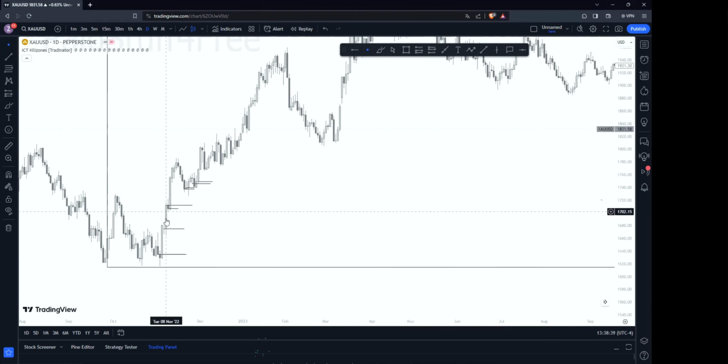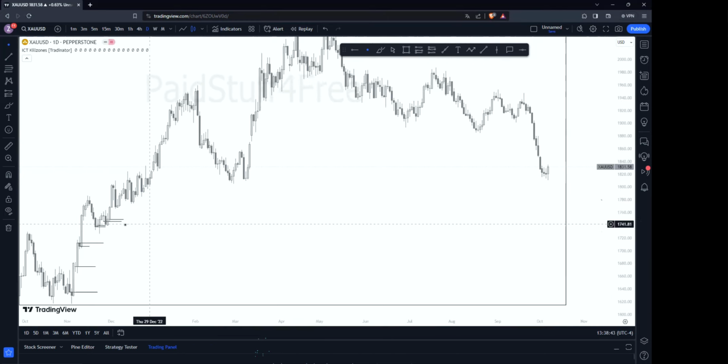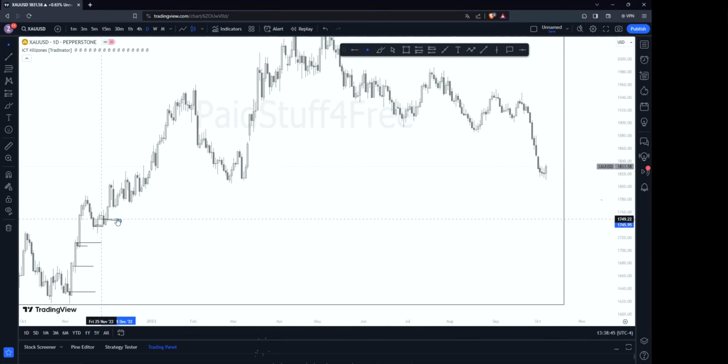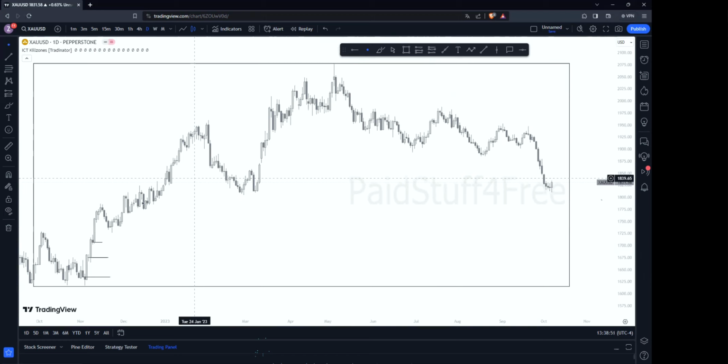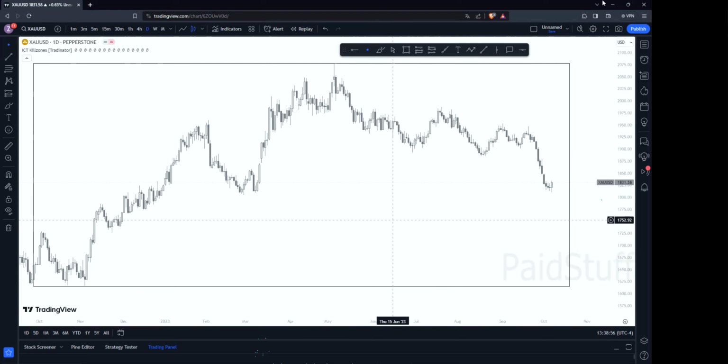So this exercise is for you to identify levels. Mark all the fresh levels. Take your time doing this, and then send me a screenshot. I will check every single level that you drew and tell you which ones you missed or not. And by that, I will let you know if you're ready for the second exercise or not.